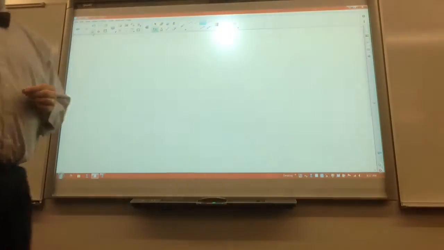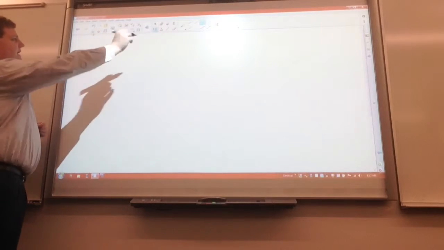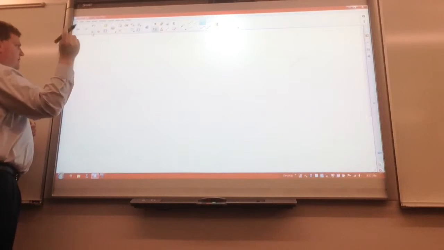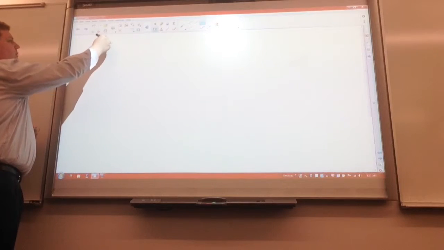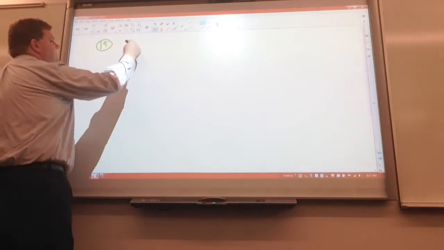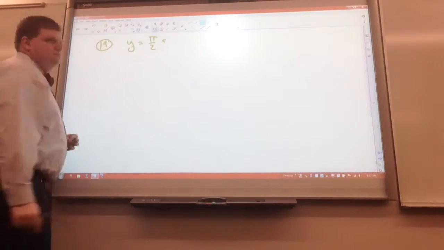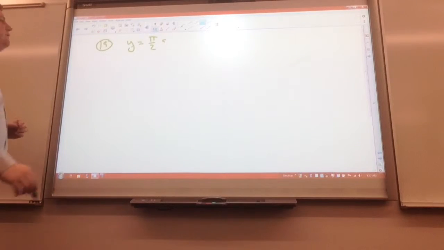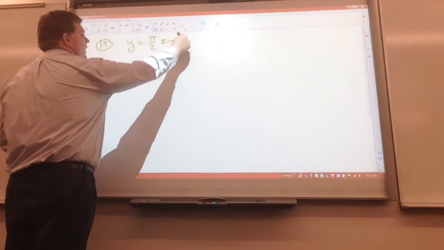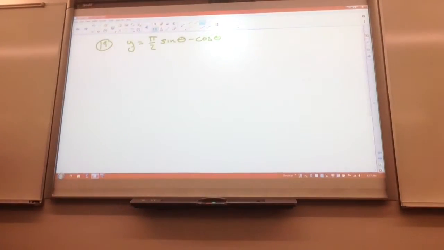Okay, so the first of these example problems we're going to look at is number 19. This is not assigned for the homework, but it's still a good problem to go over. We're given that y is equal to pi over 2 sine theta minus cosine theta, and we want to come up with the derivative of it.